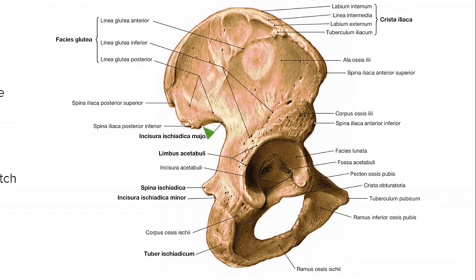Lastly, we have this prominent notch on the posterior aspect of the ilium. It is just inferior to the posterior inferior iliac spine, and this major notch is referred to as the greater sciatic notch.